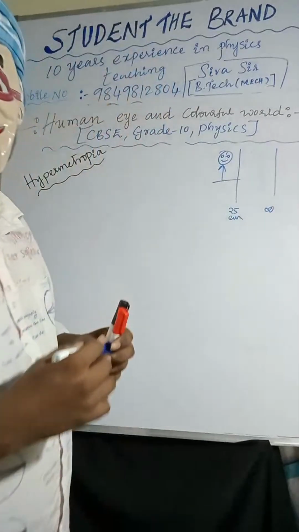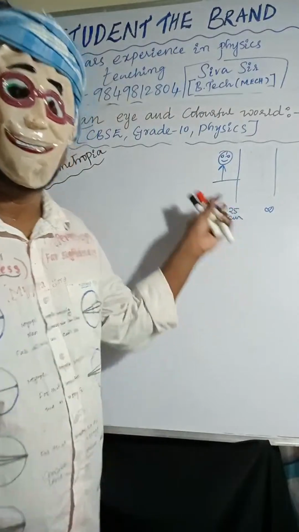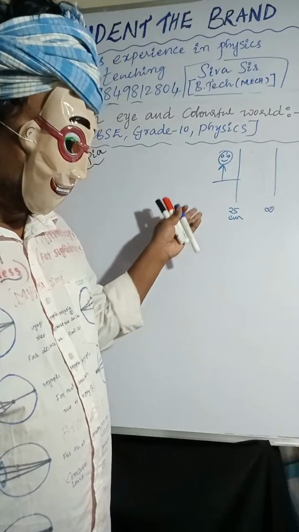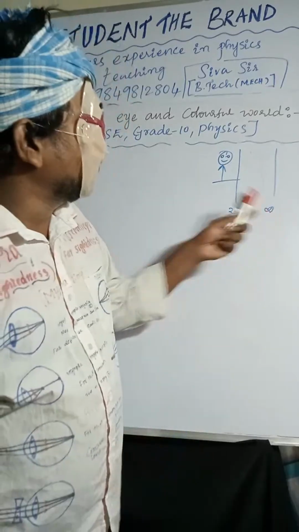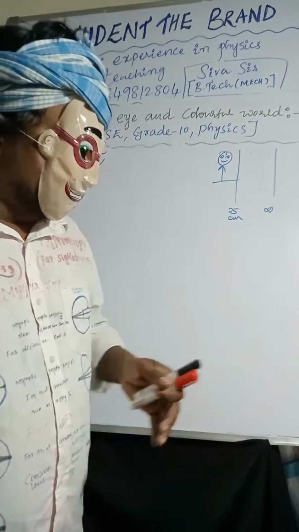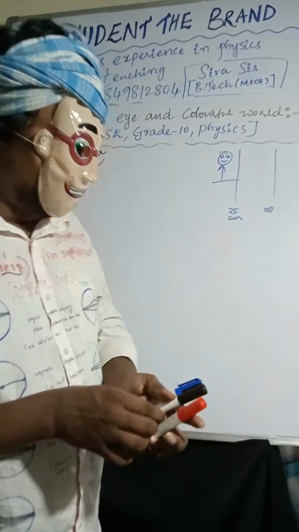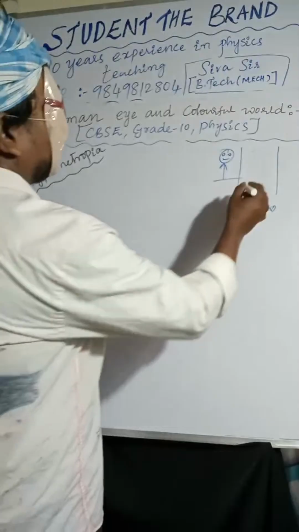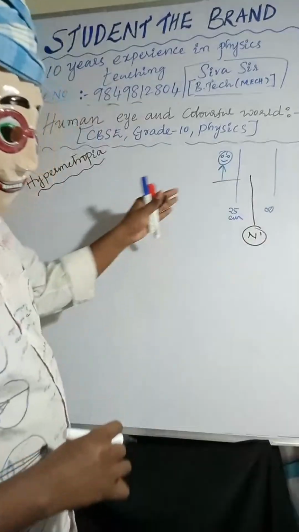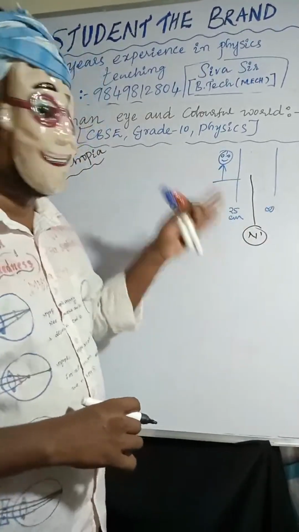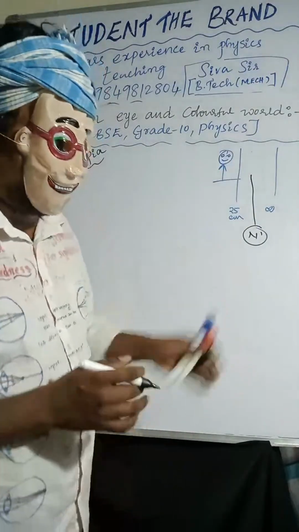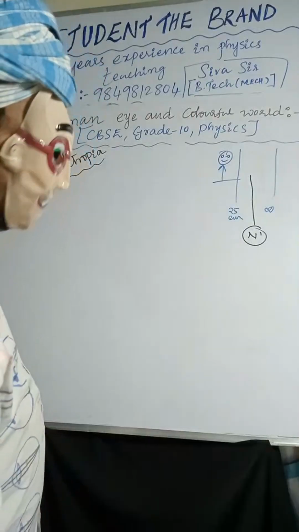So here you can observe. I hope it is clear now. Yes or no? The person can see the infinity point, but he can't see the near point, 25 centimeters. Somewhere between 25 to infinity, he can see. That point is called the near point of the hypermetropic eye. So now I will draw the diagram, just check once.